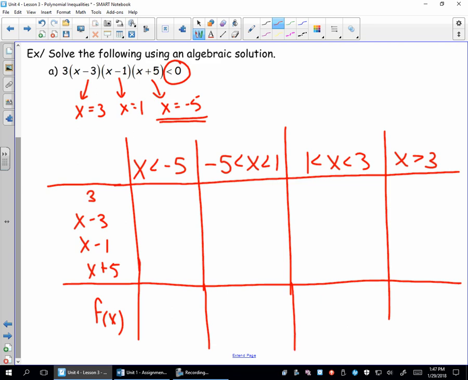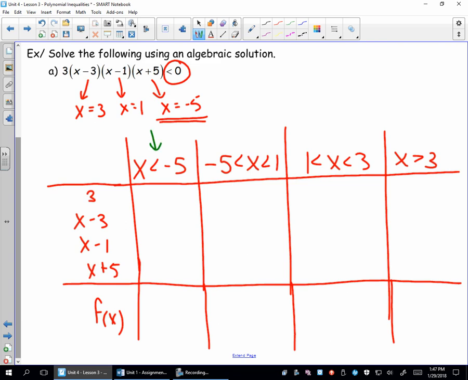Okay. This is my table. Critical values, which are my zeros, across the top from left to right. And I talk about left in terms of the number line. And then my factors down the left-hand side. And what I'm going to do next is figure out the sign of my function in each of these intervals. How I do that is I pick a number inside this interval.